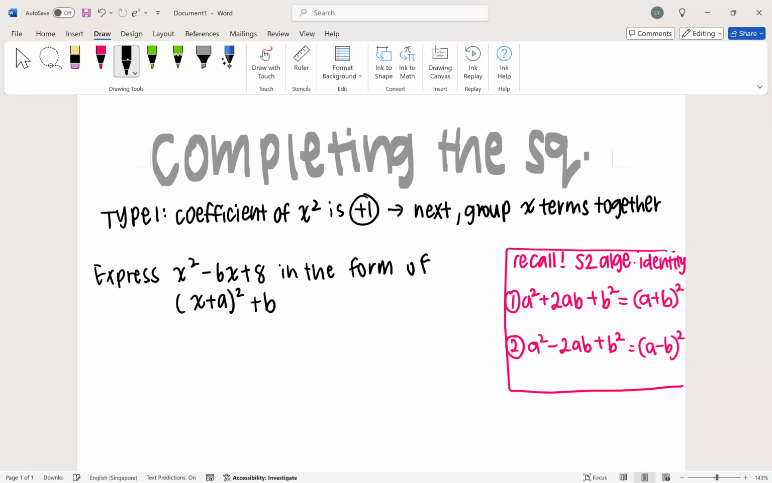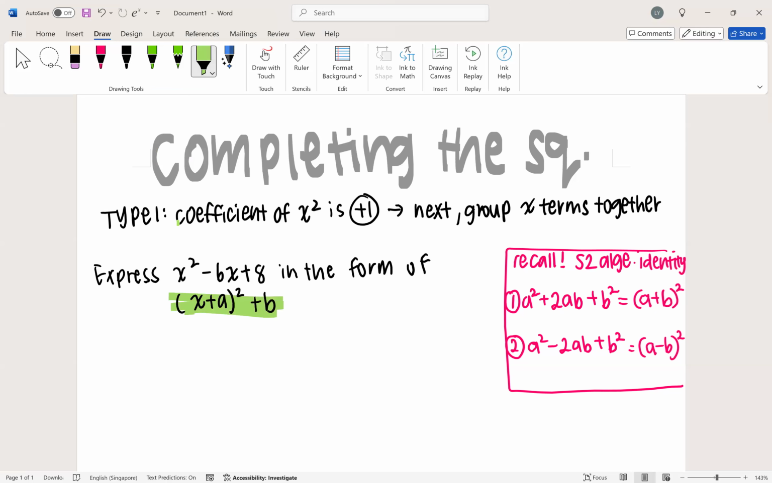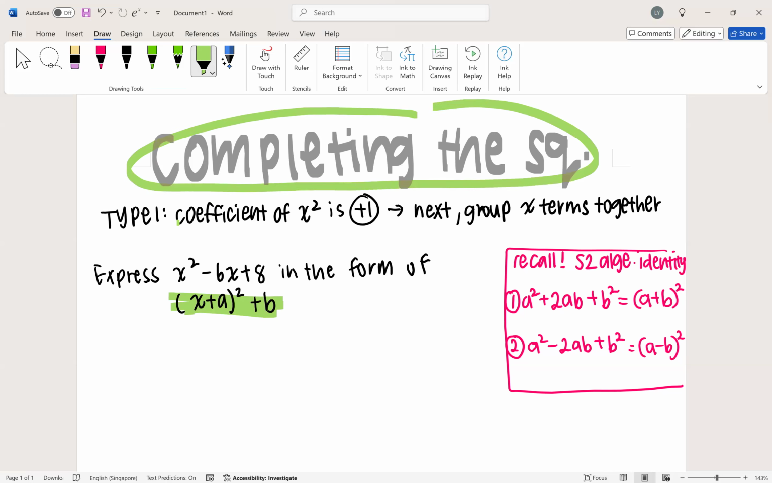So what does that mean? Can you see that this is the form? This is the form that they want, and this is all about completing the square. So this form means the completing the square form. Got it? Clear? So now I'm going to teach you how to go from this to this. Okay? All right, I'll give you guys some time to copy before we start.